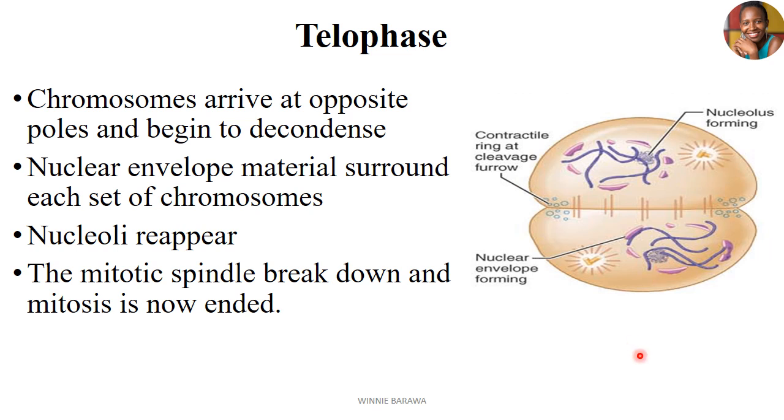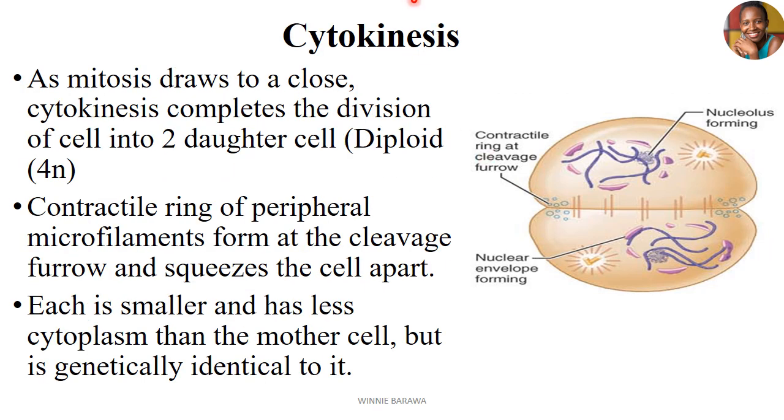But I want us to note that there's a ridge here that is coming up. This ridge, we are calling the cleavage furrow. As the telophase stage is moving to the last part, we normally initiate the cytokinesis, and that is division of the cytoplasm. So this is the cytokinetic stage, as the mitosis stage draws to a close.